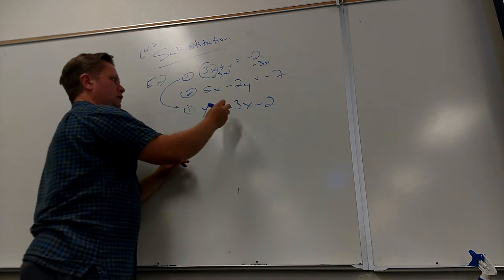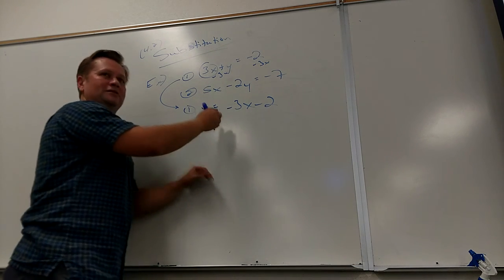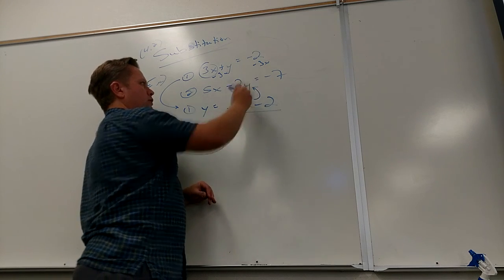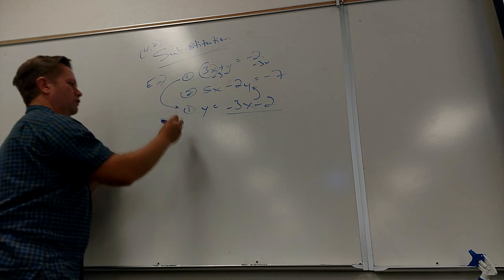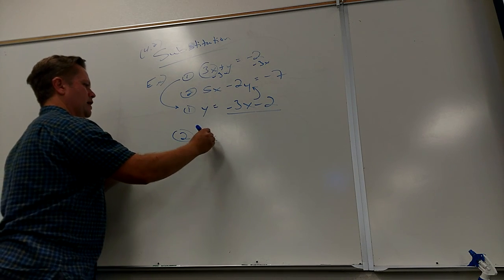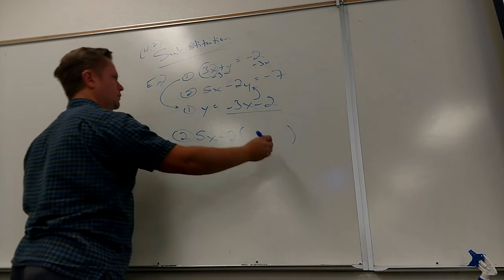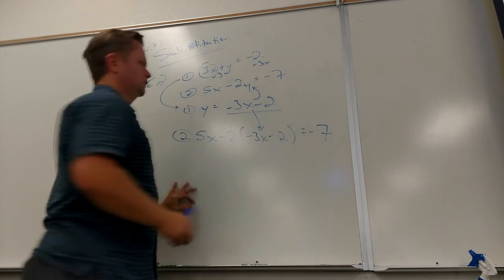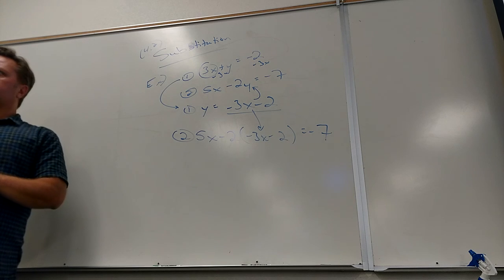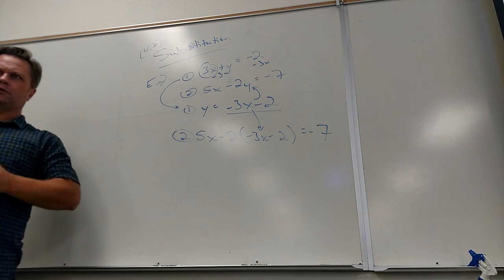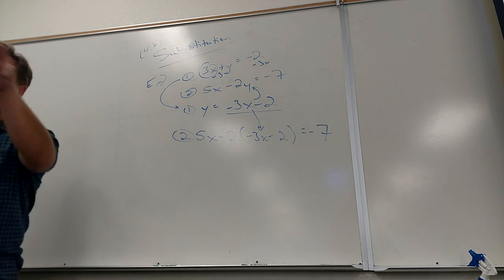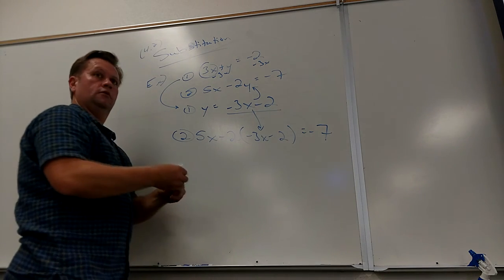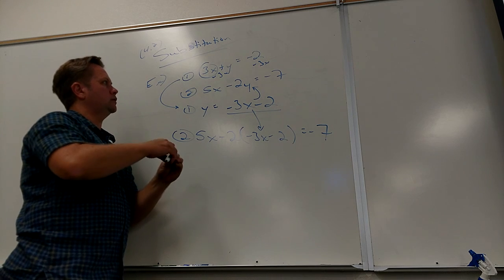And now what do I do with this? You take this and you plug it in the other equation. So I can rewrite it as 5x minus twice this equals negative 7. So that's substitution. Very subversive. Very, in the dark of night, we replace it. Is that all right?